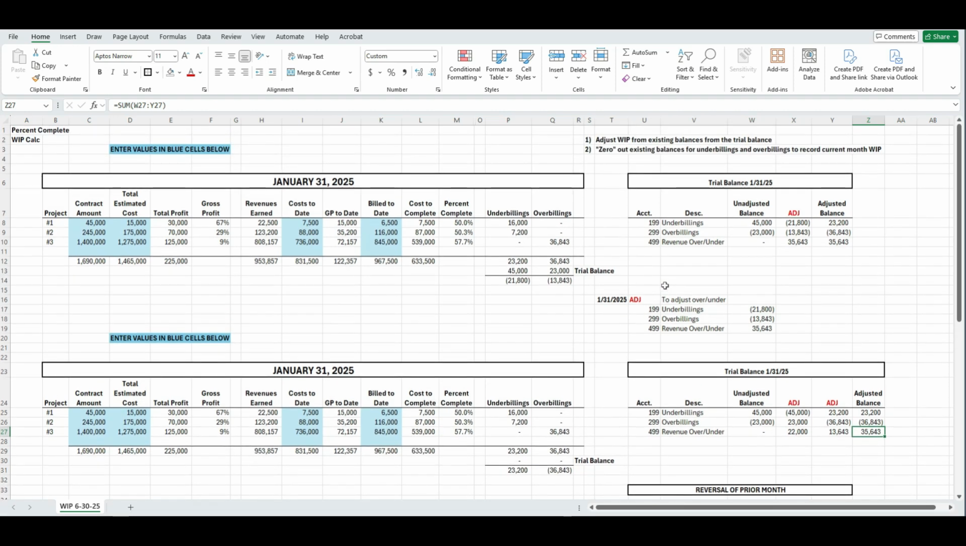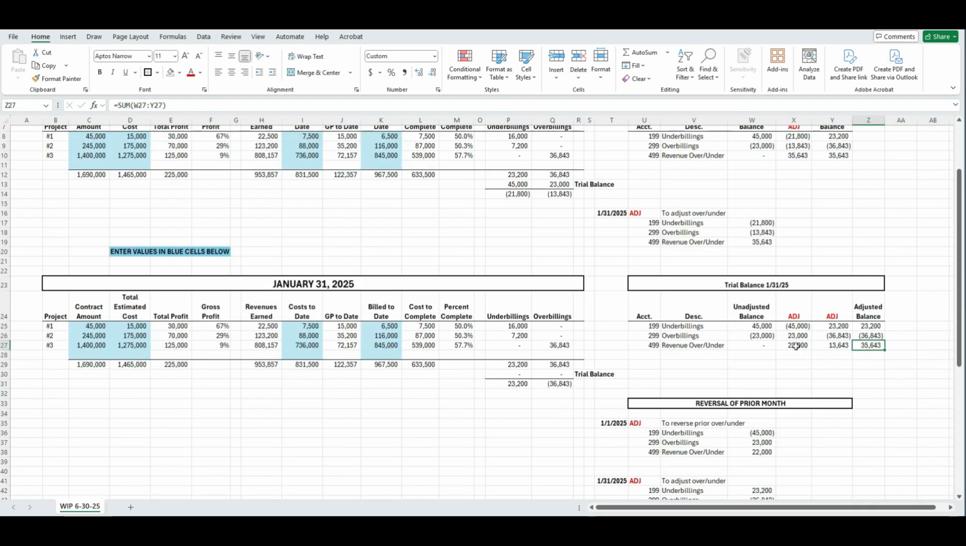I prefer to just use whatever the existing balance is to calculate the current adjustment. Saves that extra journal entry of reversing out any prior or existing balances.